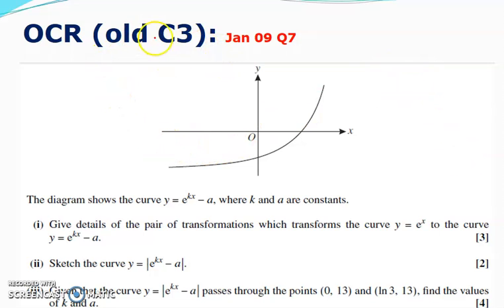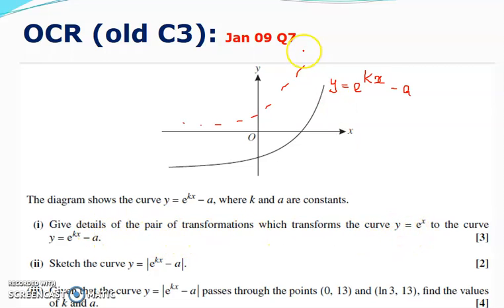This is an old Core 3 exam, so this is going back a bit. The diagram shows y equals e^(kx) minus a. So this is y equals e^(kx) minus a. Presumably it was at some time like that. That was e to the x. They stretched it in some way and then moved it down. Give the details of a pair of transformations which transforms it.